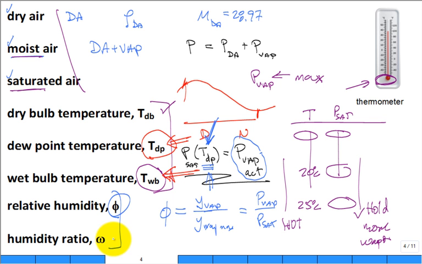And one more concept that I'll pick up next time is the humidity ratio, which you, as a budding engineer, will really, really like. But a lot of people don't use it in the vernacular. We talk about the relative humidity, not the humidity ratio. It's the mass of the vapor divided by the mass of the dry air in our moist air mixture.